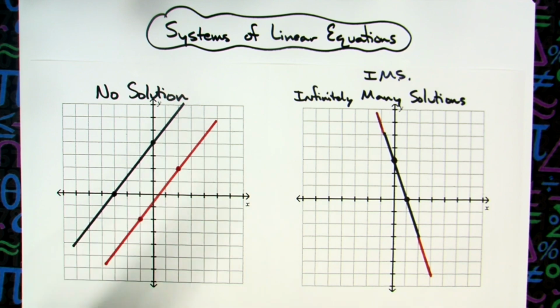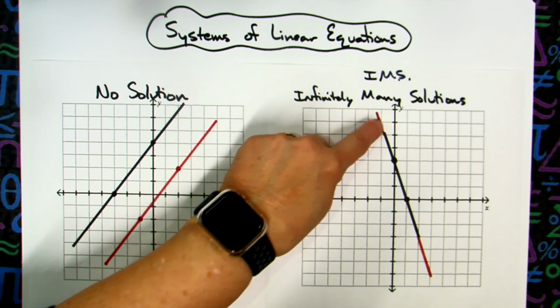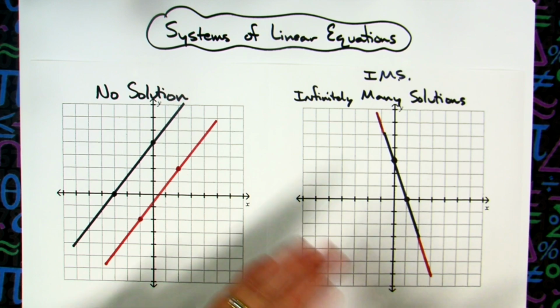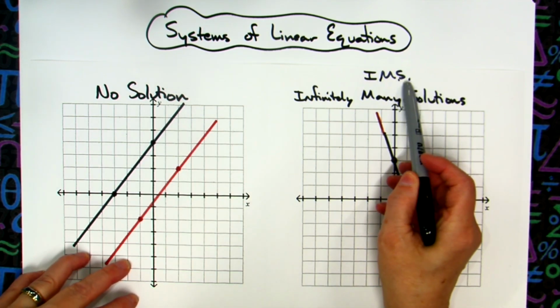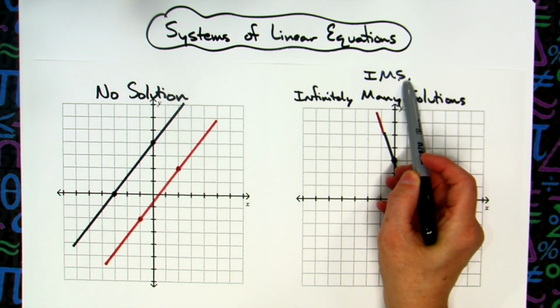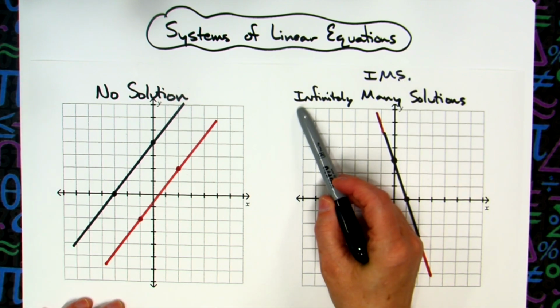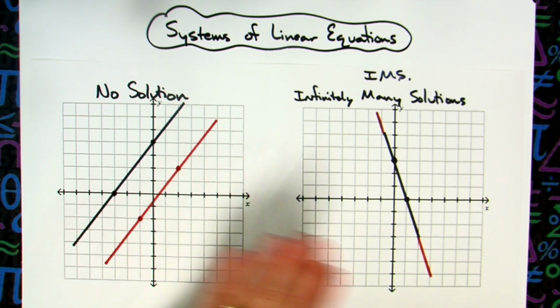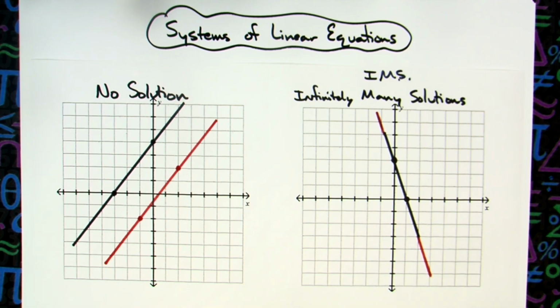When they cross only at one spot, we write down one ordered pair as the solution. But for this one, every point on that line is a solution because they landed on top of each other. So then, as a shortcut, we just write IMS. But if you write IMS and you don't know what it means, that's not any good. So I need you to understand infinitely many solutions and why it's infinitely many solutions. These are your two exceptions to graphing a system of linear equations, because if they don't cross, then they're either going to be parallel or they're going to be the same line. Pretty simple, straightforward.